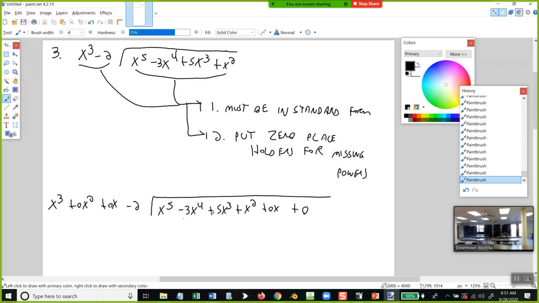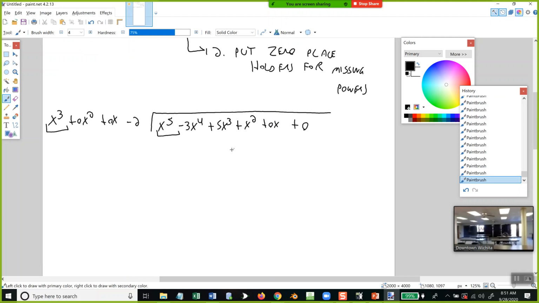So again, you have to have these in order, largest power down to smallest. And for any missing powers, you put your 0 placeholders. Some people teach leaving spaces. From there, I'm going to do what I did in the previous examples. Take a look at the first term of each. Ask yourself, what times x to the 3rd gives you x to the fifth, which would be x squared.